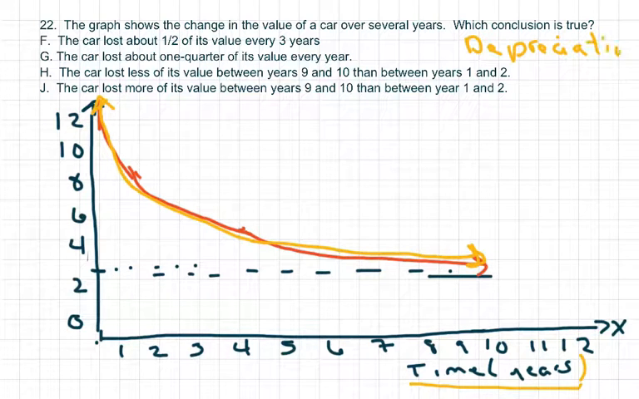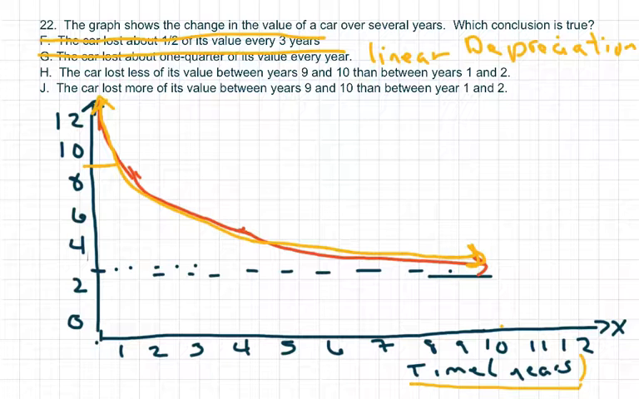All right. So did the car lose half of its value every 3 years? No, because the first 3 years it lost more than the last 3 years. So this is not consistent, so F is not true. And it lost a quarter of its value every year. So if it lost a quarter of its value every year, that would be linear. That would be a straight line. This is not consistent. It doesn't have a slope every year, so that's not right.